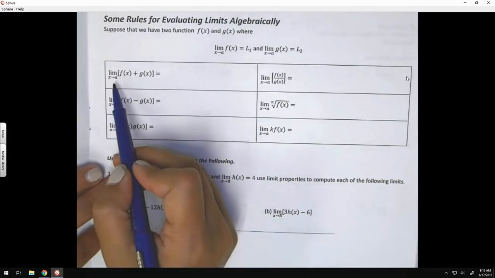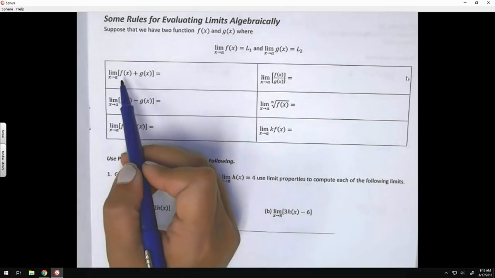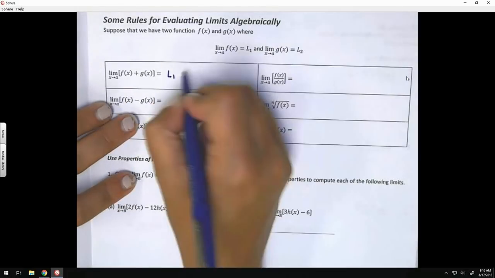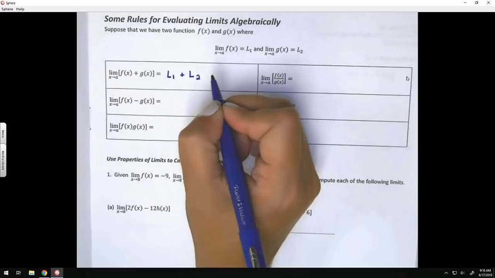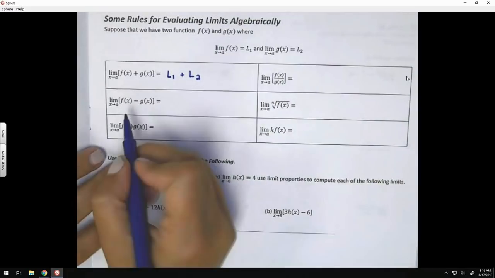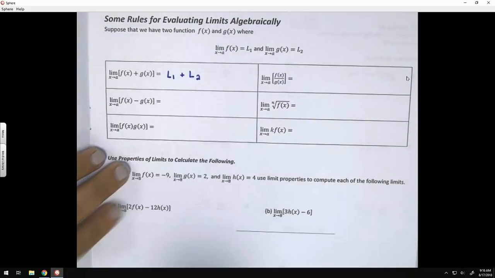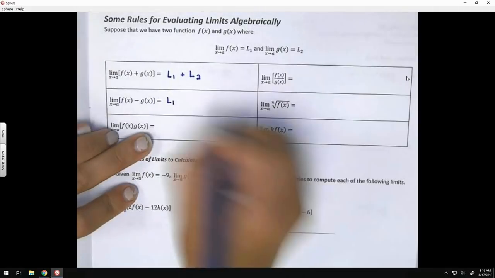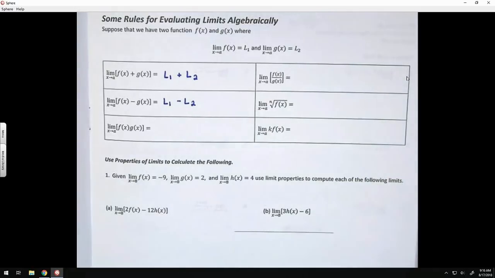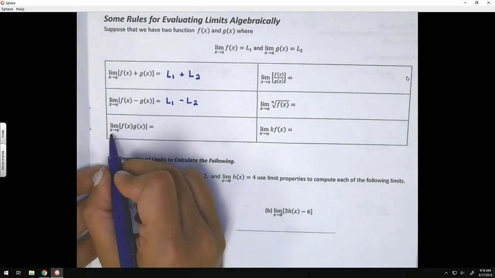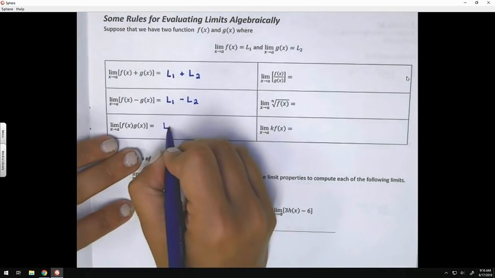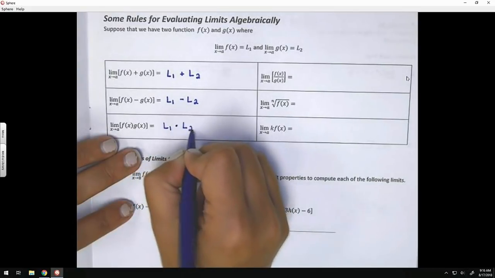So if we want to know the limit as x approaches a of f(x) plus g(x), we would just take the answer from f(x) and add it to the answer from g(x). If we want to know the limit as x approaches a of f(x) minus g(x), we would just take the answer from f(x) and subtract the answer from g(x). You basically can just do arithmetic with those answers. If we want to know the answer for the limit as x approaches a of f(x) times g(x), we would just do the answer from number 1 times the answer from number 2.